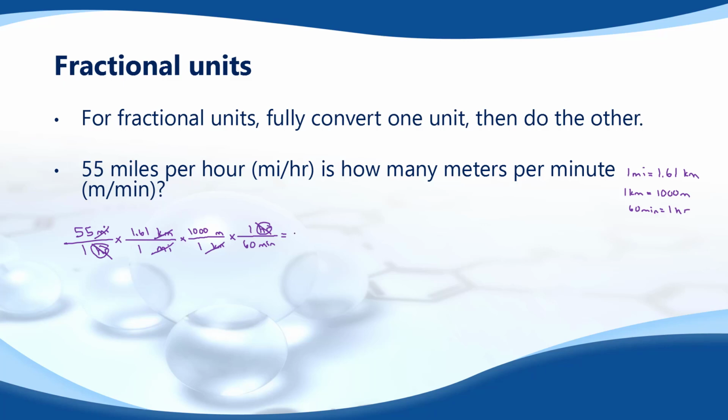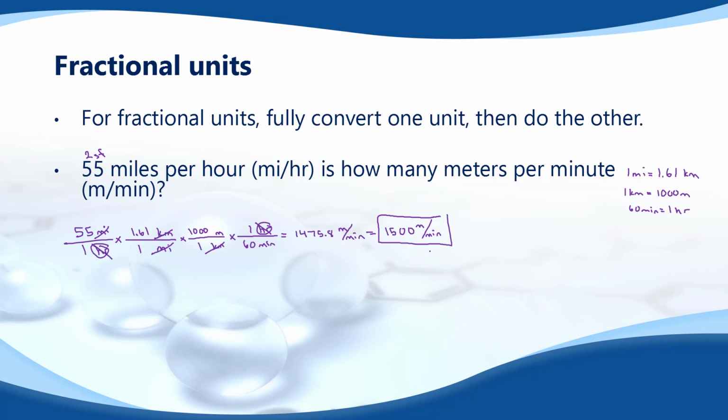So 55 times 1.61 times 1,000 divided by 60. This gives me an answer of 1,475.8 meters per minute. I'm allowed 2 sig figs because of 55 miles per hour. So 1475 to 2 sig figs rounds up to 1,500 without the decimal point meters per minute. So that's how you cover a fractional unit. You do one, then you do the other.